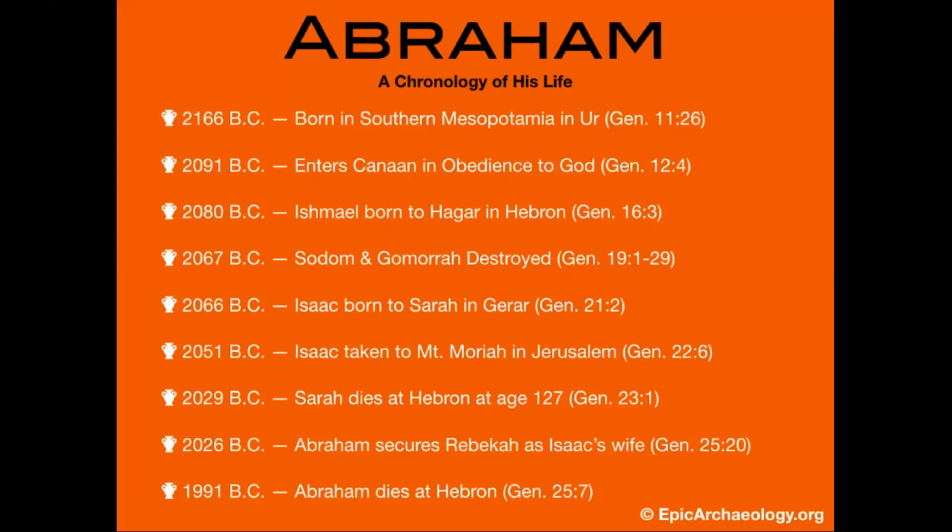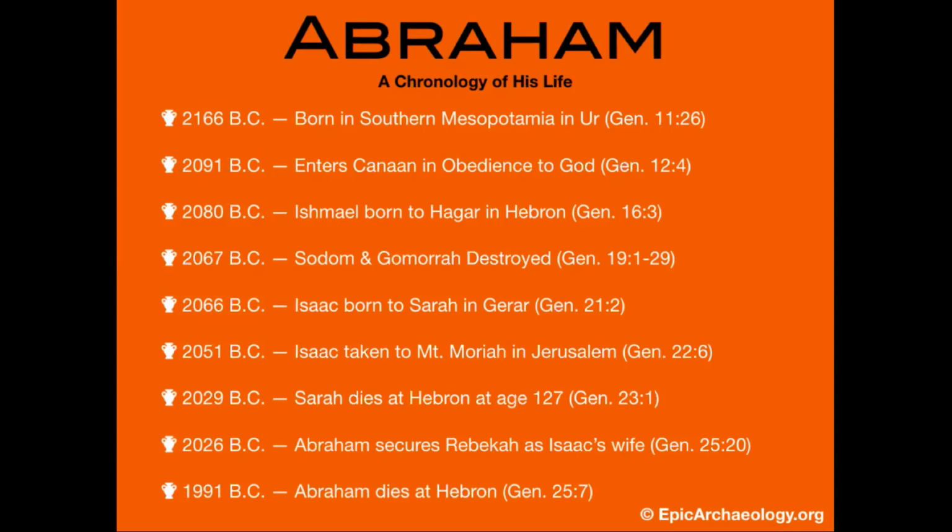So let me give you a little overview of the time of Abraham, the next historical thing we go to. Based on the chronology that I'm following, Abraham was born in southern Mesopotamia, in Ur, around 2166 BC. About 2091, he enters Canaan in obedience to God. About 2080, Ishmael was born to Hagar. About 2067, Sodom and Gomorrah were destroyed. In 2066, Isaac is born to Sarah in Gerar. In 2051, Isaac is taken to Mount Moriah in Jerusalem. In 2029, Sarah dies at Hebron at the age of 127. Eventually Abraham dies in 1991 BC at Hebron.